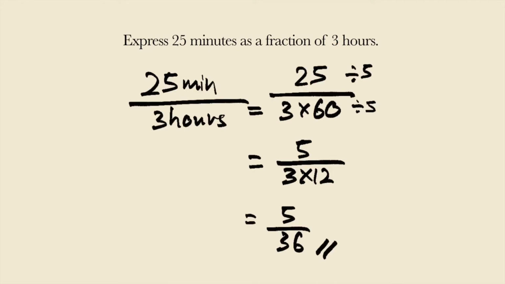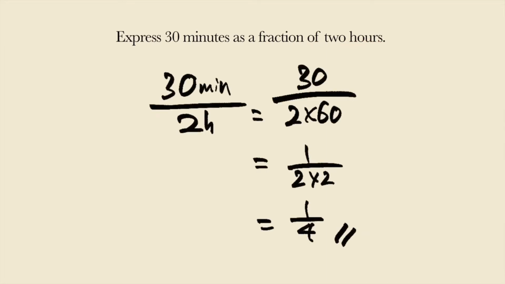25 minutes as a fraction of 3 hours. So numerator is 25, denominator is 3 hours. So 25, and then it's not 3 hours, we have to convert that to minutes. If we divide by 5 throughout, this is a little trick here, 25 divided by 5 is 5, we know this. Now 3 times 60 is a big number, isn't it? So how about we just take 60 divided by 5, which is 12. Well, 3 times 12 is much easier, so it's 5/36.